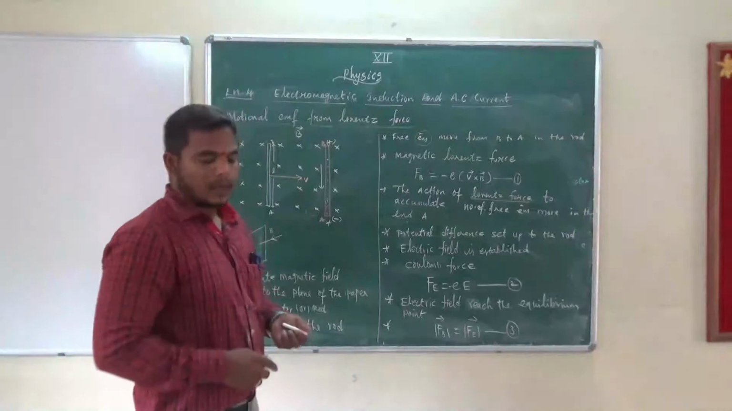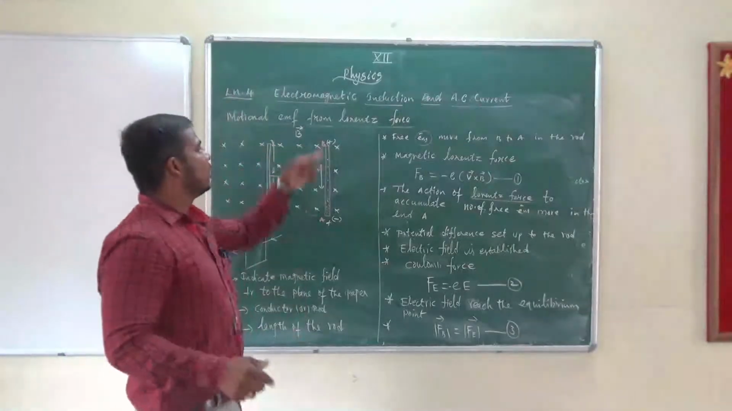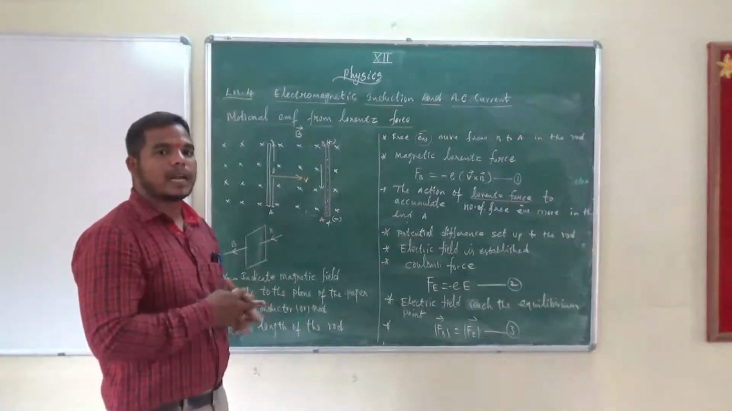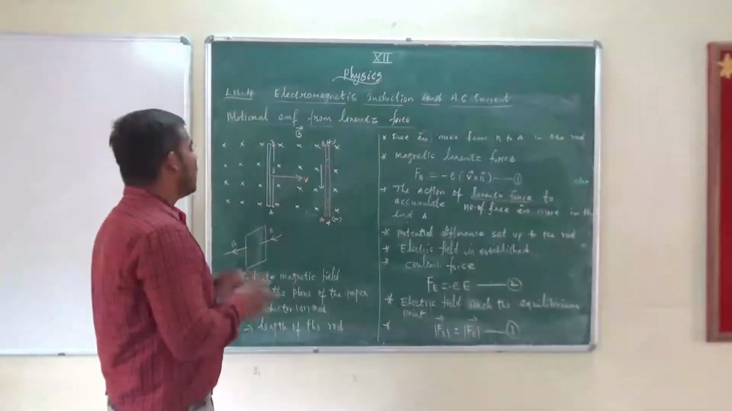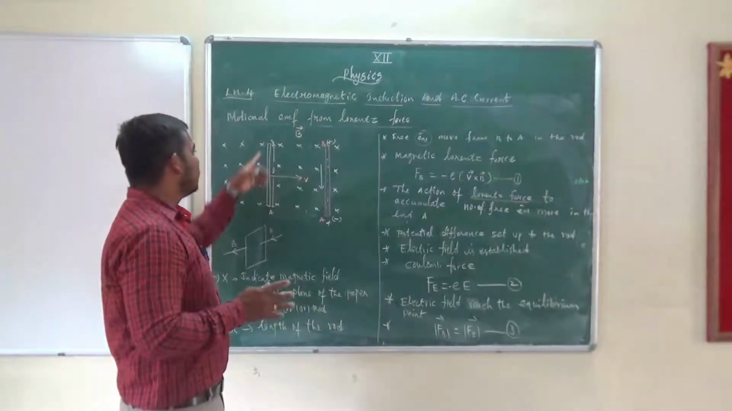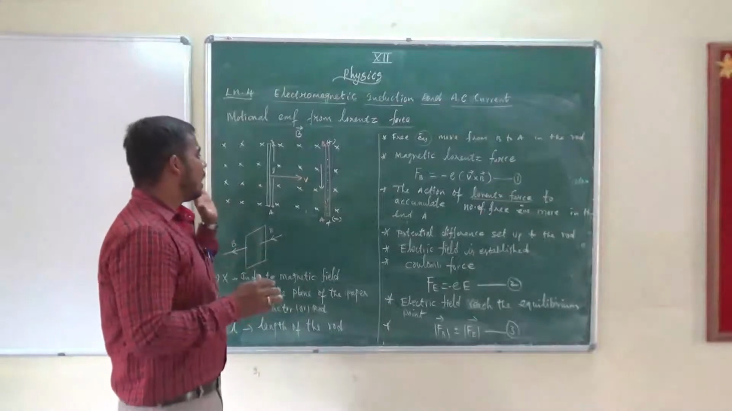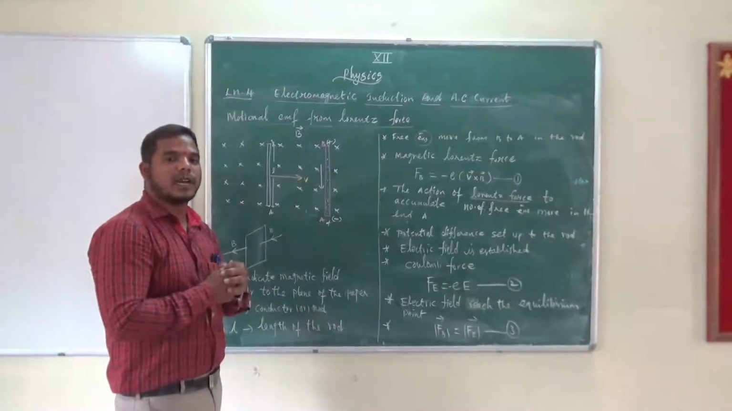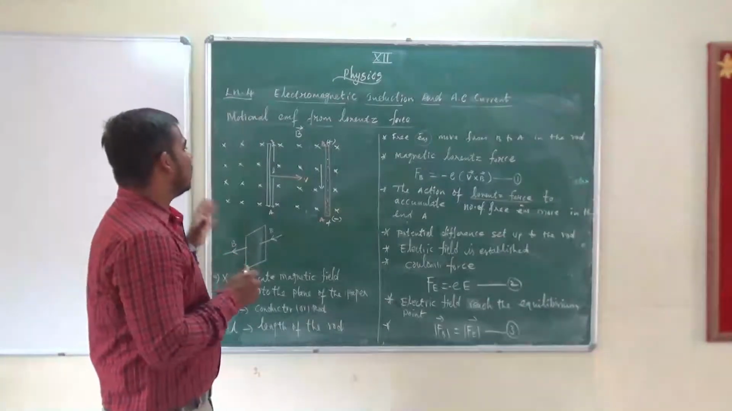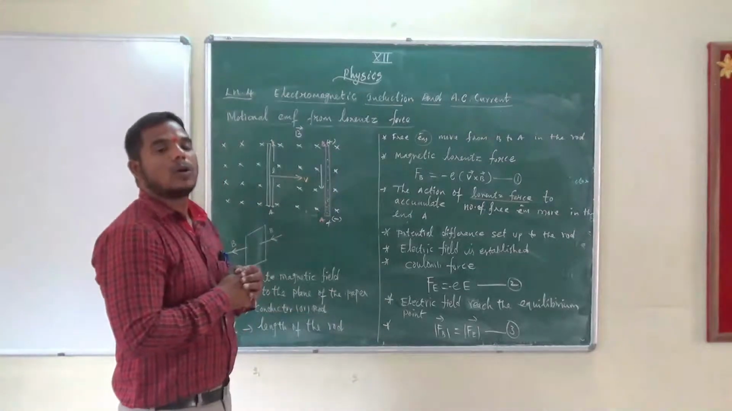Okay, got it. So let us recall once again what we discussed. Motional EMF from Lorentz force. I take a uniform magnetic field, perpendicular to the plane of the paper. In that uniform magnetic field, I keep a rod of length L. The rod has two ends, A and B. Now I move the rod with constant velocity v perpendicular to the magnetic field. When the rod moves, the free electrons in the rod also move.